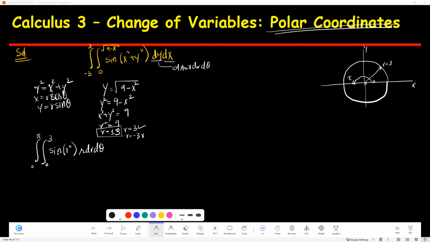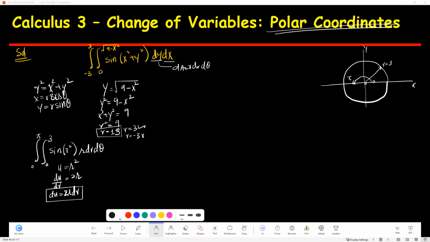So we know that there is a square in the form of sine r square. If it were sine x, sine y, whatever, we could solve it easily. But since it's r square, we need a substitution. So u equals r square, du over dr equals 2r. And we need to convert this: du equals 2r dr.